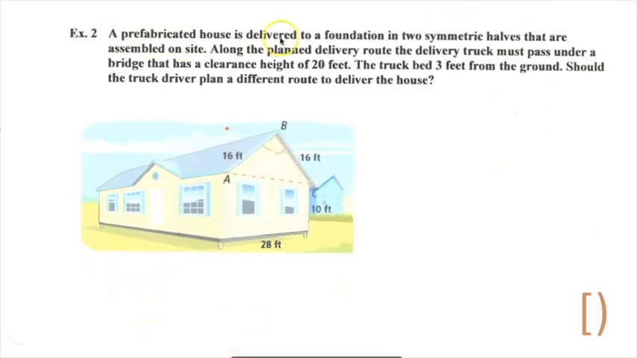A prefabricated house is delivered to a foundation in two symmetric halves that are assembled on site. Along the planned delivery route, the delivery truck must pass under a bridge that has a clearance of 20 feet. The truck has a bed 3 feet from the ground. The truck driver planned a different route to deliver the house.